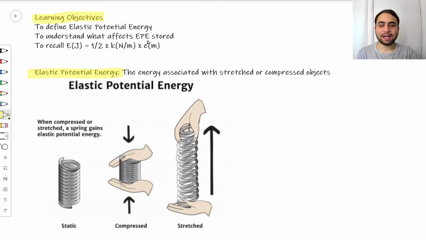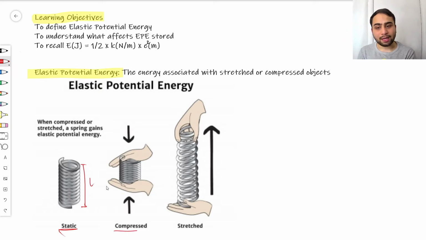Okay, now let's have a look at what elastic potential energy actually is. Elastic potential energy is nothing but energy associated with stretched or compressed objects. That's a very important point, because a lot of people think elastic, they think rubber band, I can stretch a rubber band, so it's only stretched objects. No, it's also compressed objects, as you can see in my diagram here. The static spring is just the spring in its normal position, no one's touched it. This is its length, so let's call that its length.